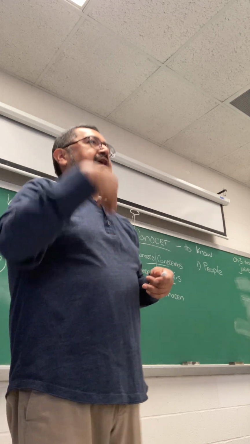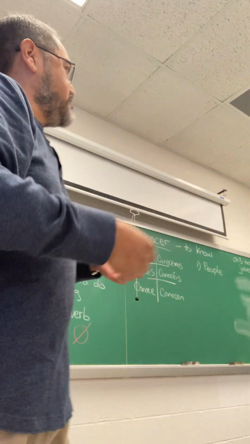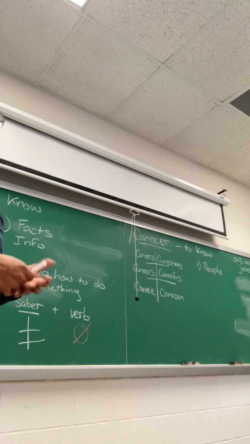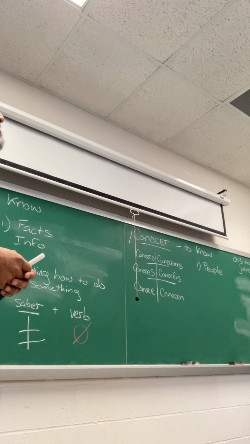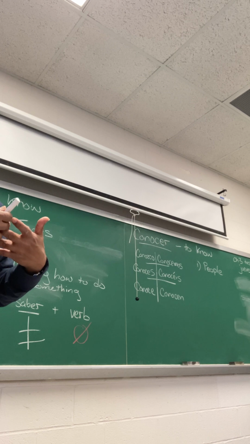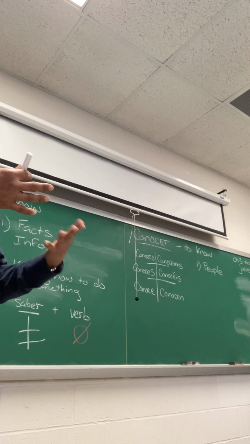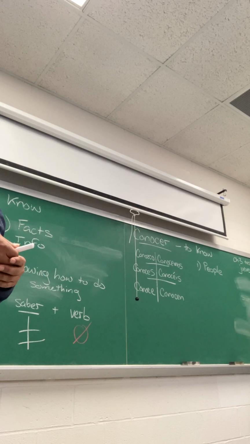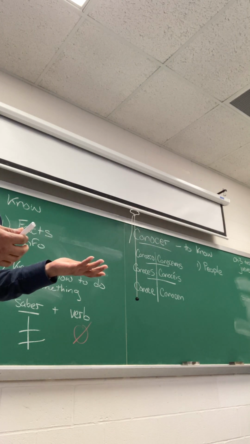Yo conozco a Lexi. I know Lexi. She's been my student for, I don't know, 12, not 12, like 3.5 months now. All right? Yo conozco a Lexi. All right? Now, it doesn't have to be a proper noun. You can just say, I know that person. Yo conozco a esa persona.